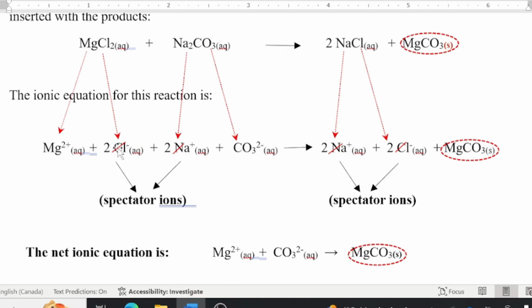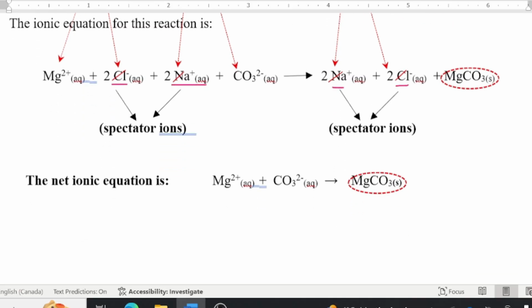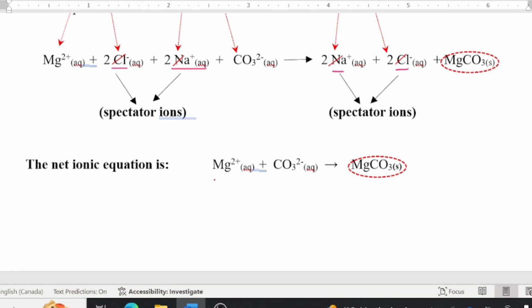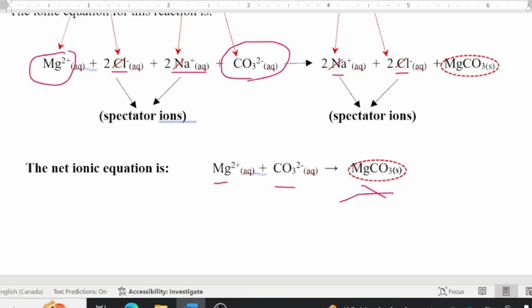Then you take out the spectator ions now. The chloride ions are spectator ions here, common to both sides. So let's cancel them on both sides. When you remove those, you end up with only magnesium ions reacting with carbonate ions to give you this here. So effectively, this is what is happening. So that is a double displacement reaction where a precipitate is formed. Learn how to use the solubility chart and you'll be in good company.